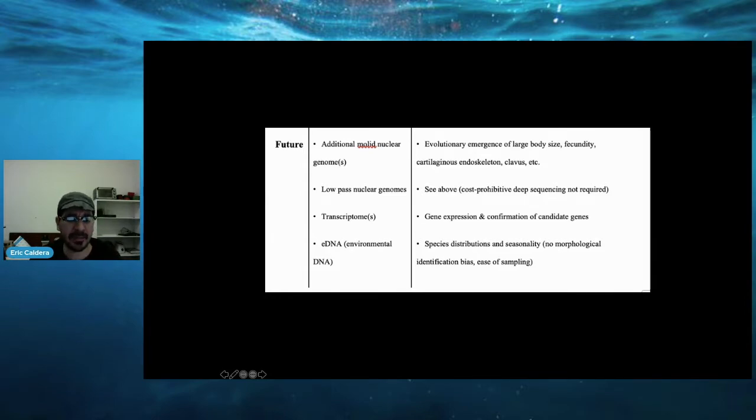One area that we haven't quite entered into in Mola research is doing transcriptomics. So basically genetics where we're looking at the genetic expression that's happening, but it's a stepwise process. We first need the genomes to be sequenced before we can get into transcriptomes.